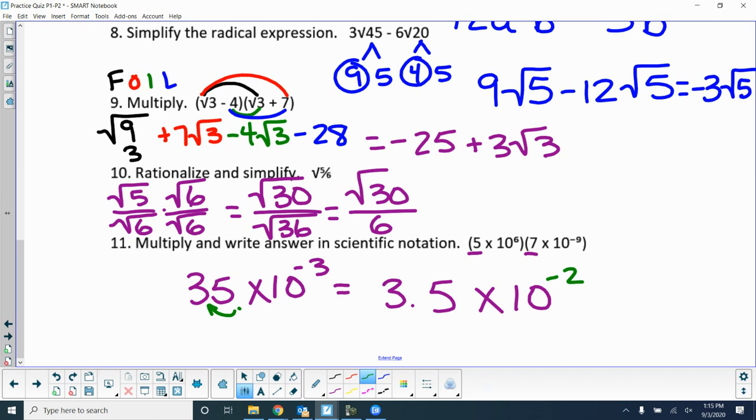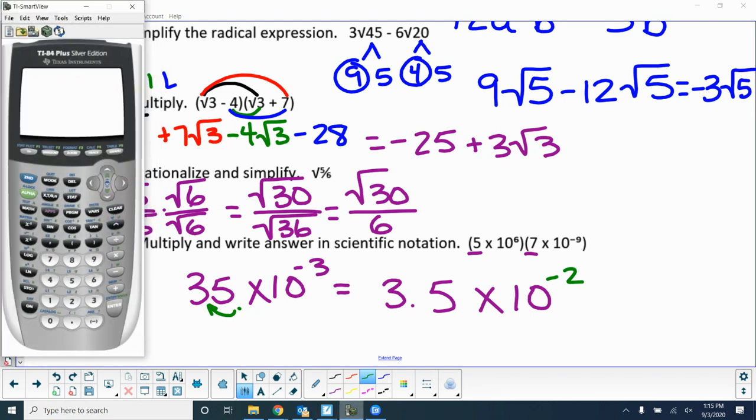Okay? And again, you can put it in your calculator like that if you want. Parenthesis 5 times 10 to the 6, close it up, and then parenthesis 7 times 10 to the negative 9. Close it up. And it gives you the decimal answer. You're supposed to put that in scientific notation. All right? Which would be this answer.